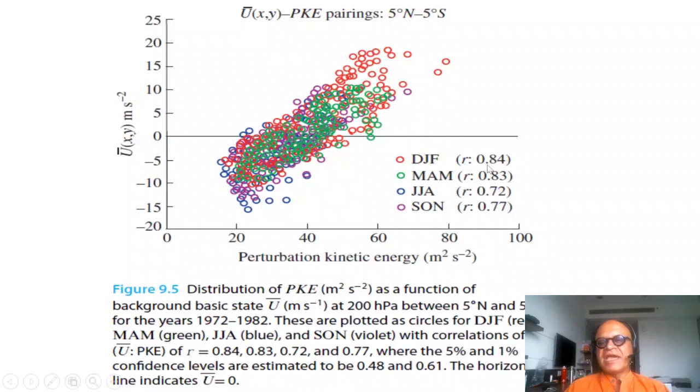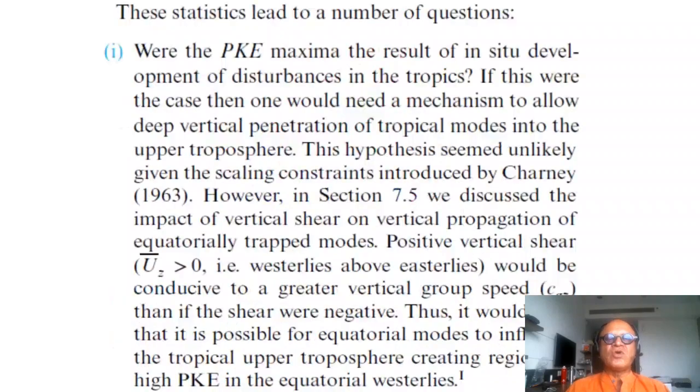It's obviously maximum in the winter, when the winter hemisphere tends to have maximum equator to pole temperature gradient. The storm tracks tend to be strong, and you get very strong mesoscale activities, eddy activities, storms, and so on and so forth.